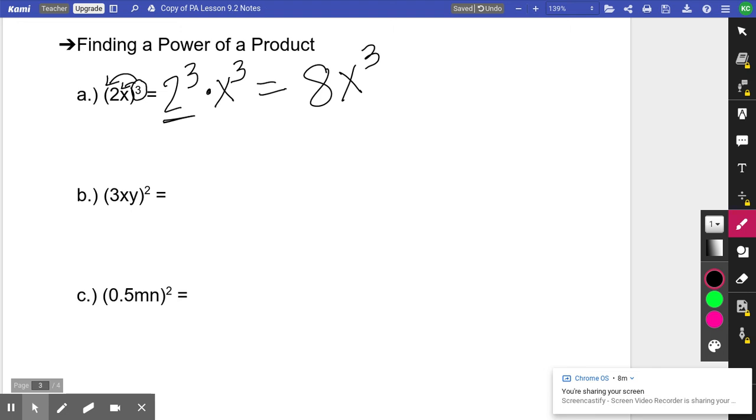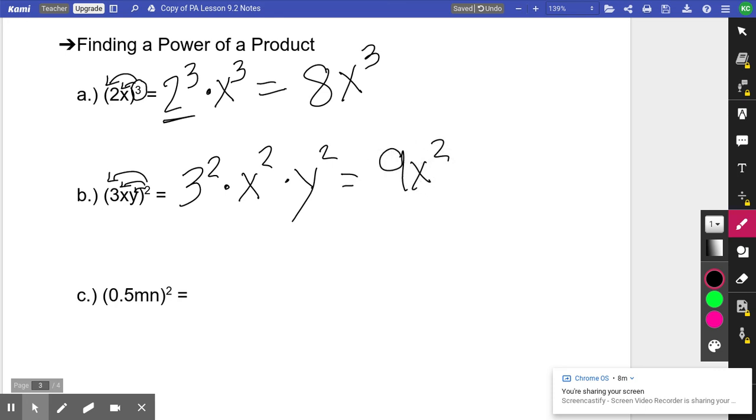Okay, next I have 3xy to the 2nd power. I need to make sure that 2 gets to the 3, to the x, and to the y. So I'm going to have 3 squared times x squared times y squared. Well, 3 squared is 9, so I'm going to have 9x squared y squared.